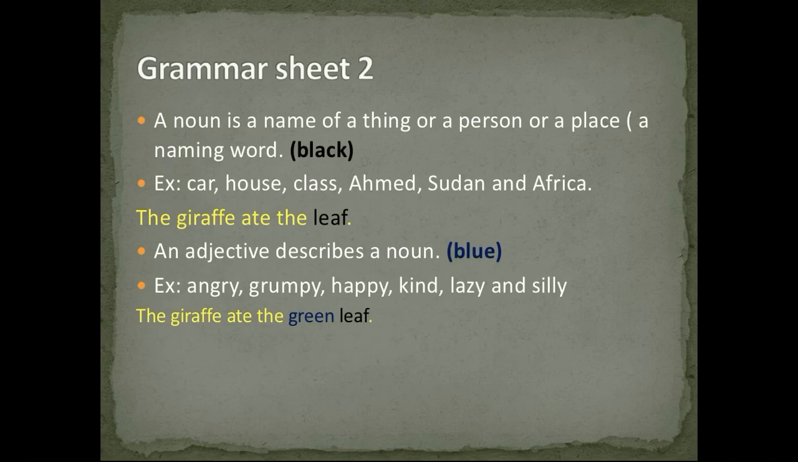Number three we have a noun or nouns. A noun is a name of a thing, a person, or a place, or we call it a naming word. A noun is a naming word. We usually write it in black or we underline it in black. So let's see those examples. Here we have car, house, class, we have Ahmed, we have Sudan, and we have Africa. So here we have two kinds of nouns. We have proper nouns and common nouns. Okay, it is a name of things, people, or places. Okay, these are nouns.